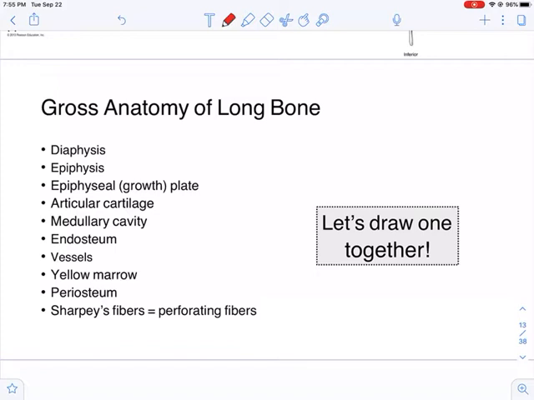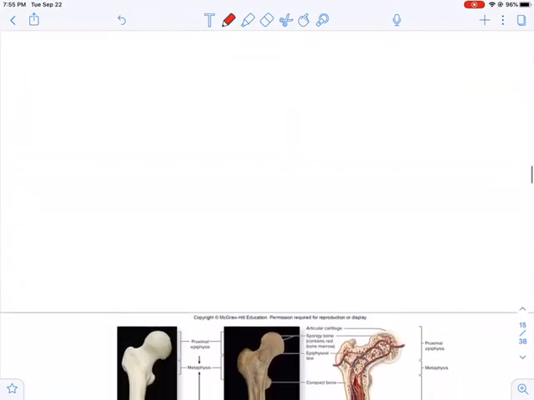So here's where we ended in chapter 6. We had just drawn the long bone, and this is a very important concept in anatomy. So really understanding the gross anatomy of a long bone, being able to draw it, define all the different parts and pieces like the diaphysis, the epiphysis, the articular cartilage, the cavity, all of that. So make sure you are comfortable with your drawing of the long bone.